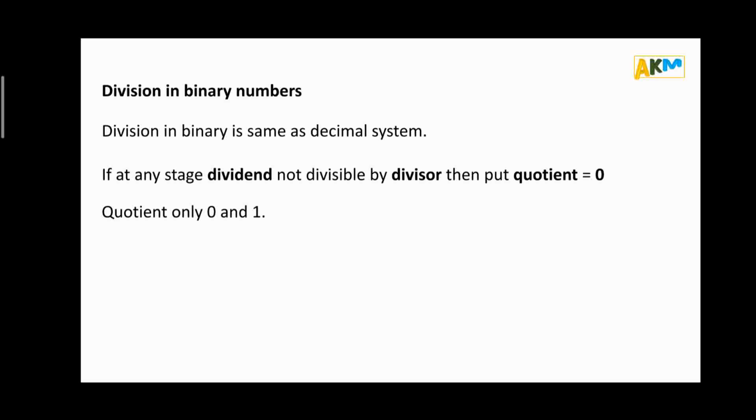Now let's see an example. Divide 1111 by 11. We will divide as we do in decimal. We put the dividend, 1111, and we put the divisor outside, 11. First we take the first two digits and divide by the divisor. It goes in 1 time, so there will be 11. We subtract it, and it will be 0.